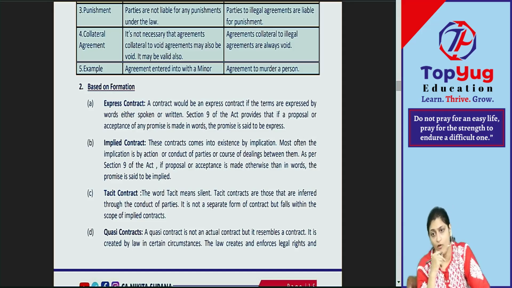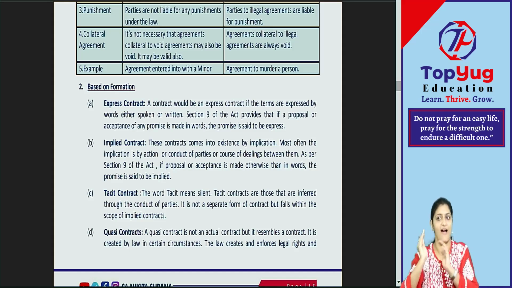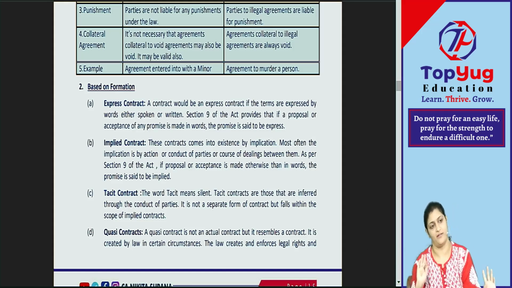Collateral. Tell me now. Void agreements, collateral agreements are always... If there is any void agreement, for that you have entered into a collateral agreement. Very good, it is valid. And for an illegal agreement, if you have entered into a collateral agreement, that is always void. Remember this? Collateral for valid is valid. Collateral for void is also valid. Collateral for illegal is always void. Okay?